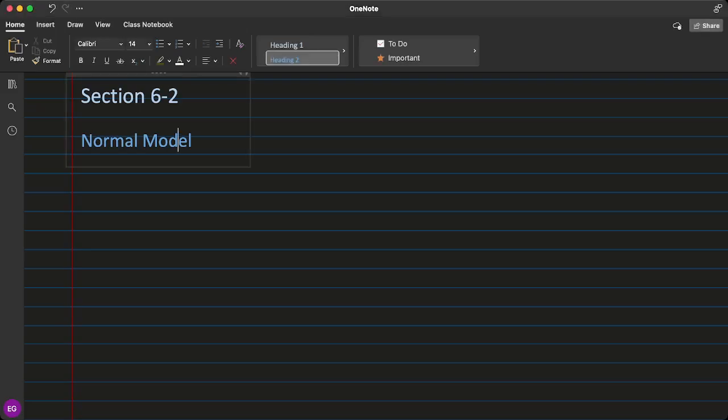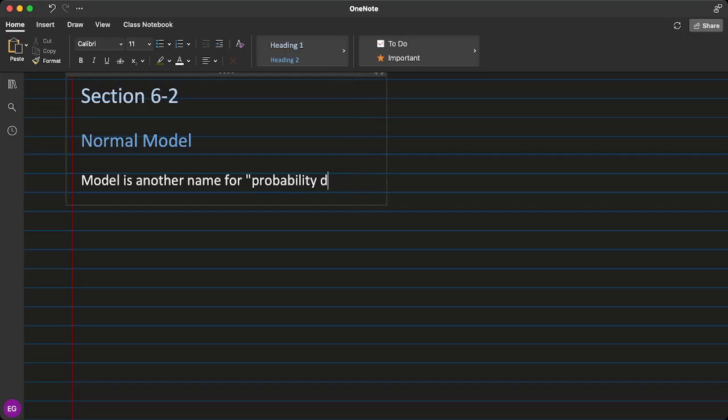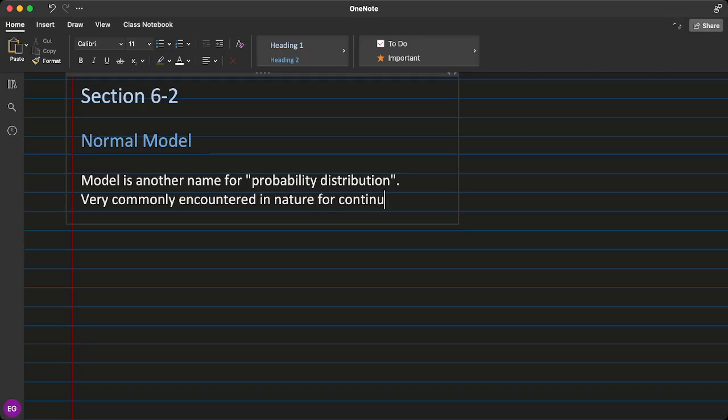Alright, so what is the normal model? Well, remember that model is another name for a probability distribution. So the normal model is the normal probability distribution. It's a particular probability distribution, and it's very commonly encountered in nature, and we'll talk about some examples, for continuous numeric variables. Alright, so let's talk about it.